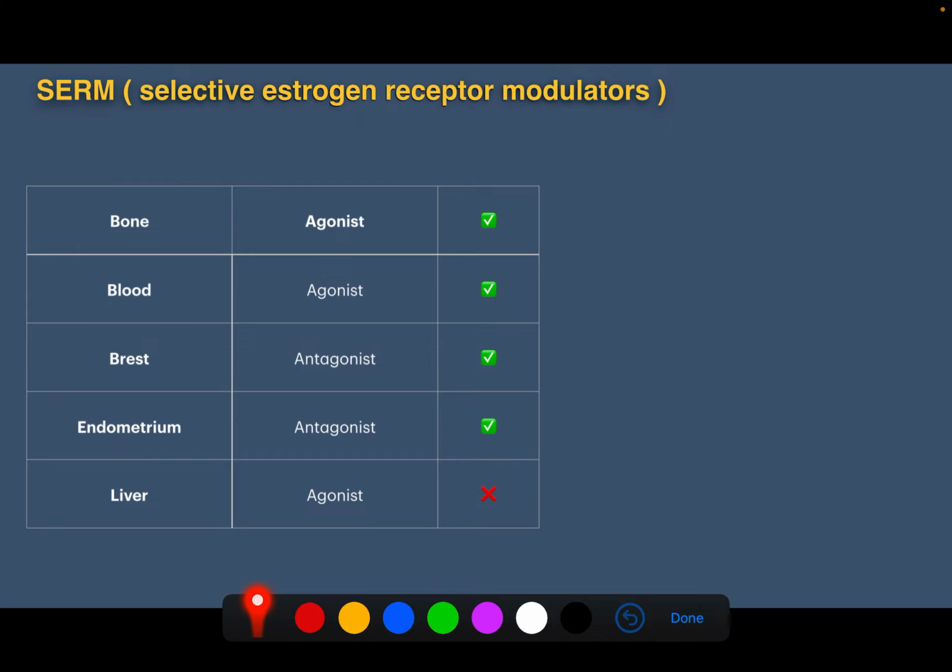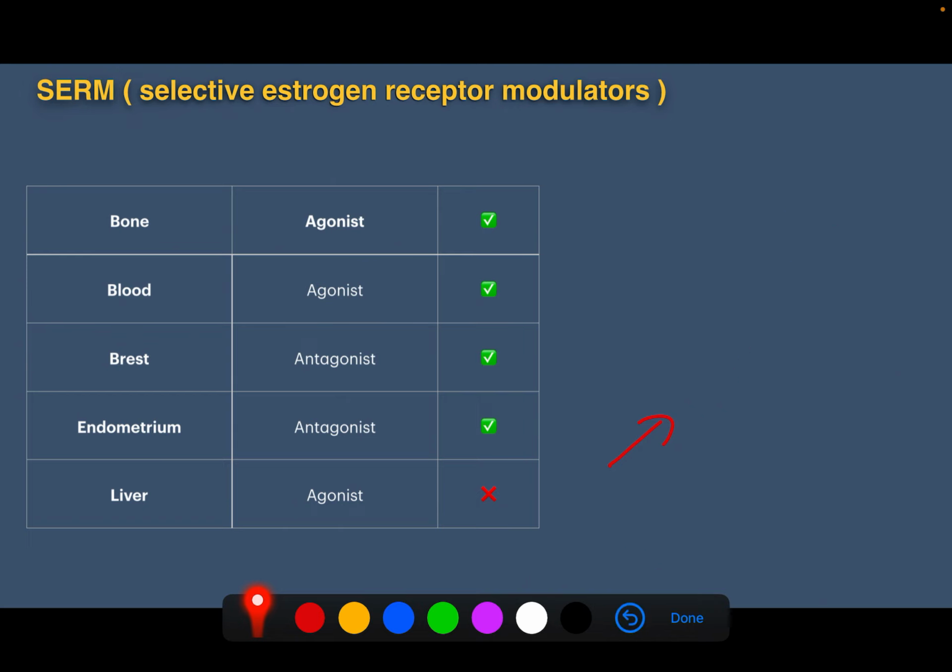Now what are these? Let's say estrogen is doing 5 works, right? 2 were good and 3 were bad. Now I need a drug which is like estrogen, but acts as an agonist here and an antagonist there. Why? Because we want good things, so we want the drug to act as an agonist at receptors in bone and blood, but we want the selective estrogen receptor modulators to act as an antagonist, so that they don't cause breast cancer and endometrium cancer.